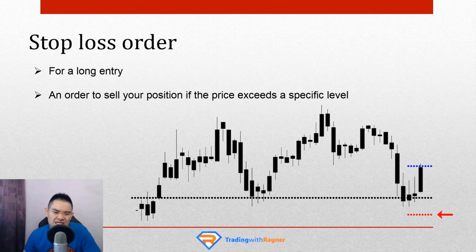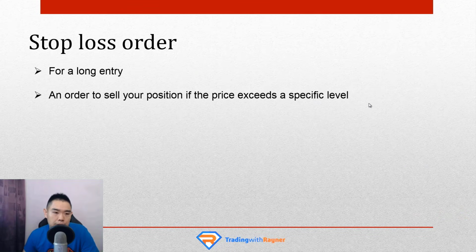Let's say this price is at $2, and you will exit your trade. So this is what we mean by a stop loss order. It's an order to sell your position if the market moves against you and reaches a specific price level. So a chart example would help.